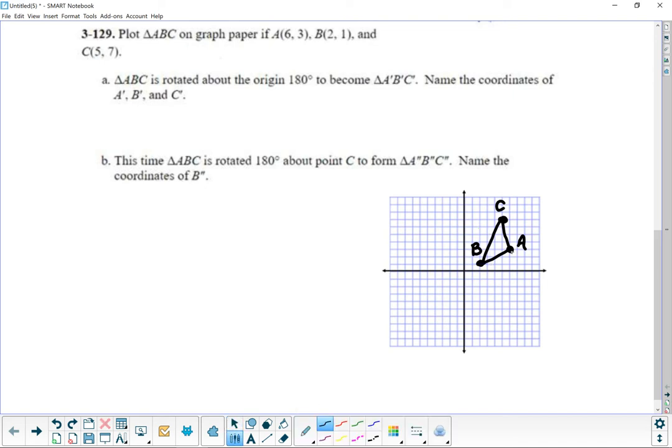So let's say point A. Excuse me, let me get a different color. Point A would be 1, 2, 3, 4, 5, 6, and then up 1, up 2, up 3. Right, so 180 degrees would be to the left 6, 1, 2, 3, 4, 5, 6, and then down 3, 1, 2, 3. And that would be our point A prime.